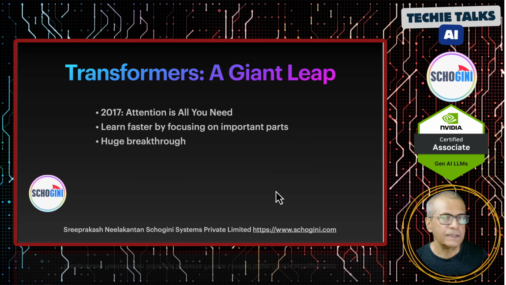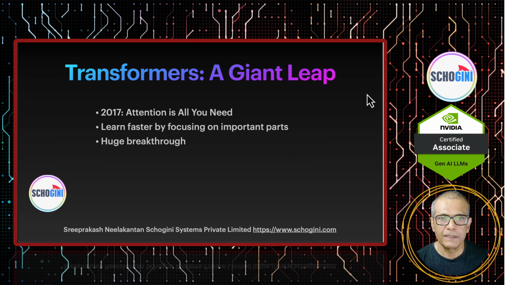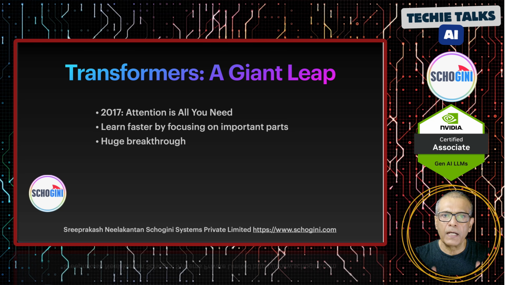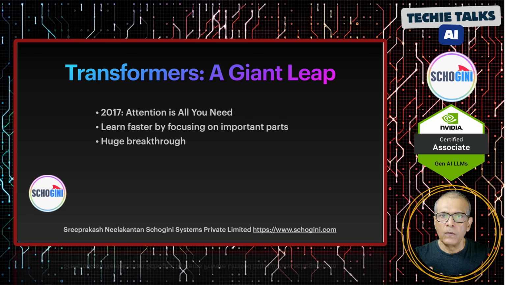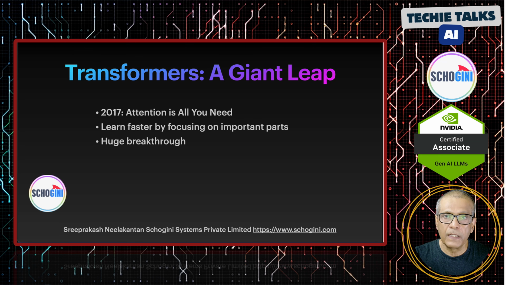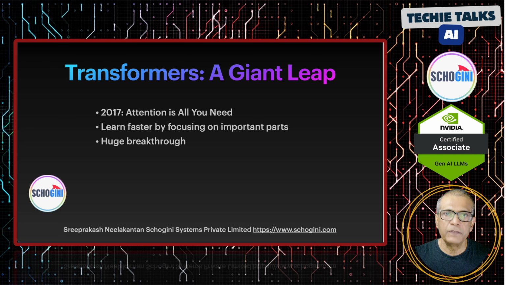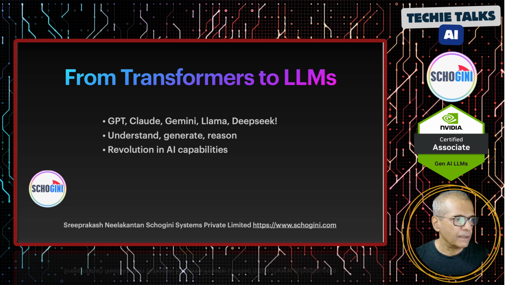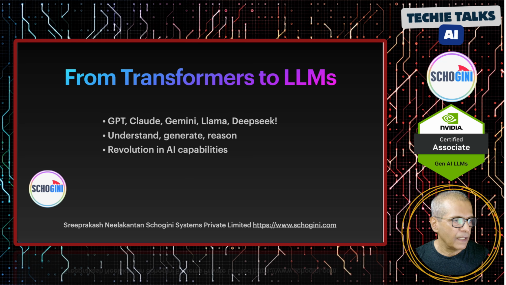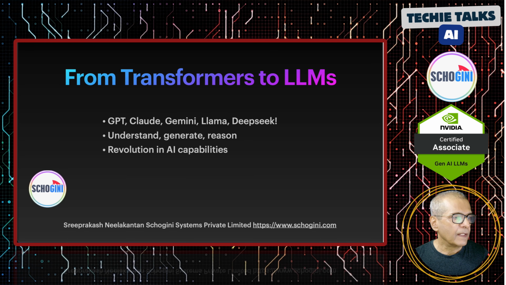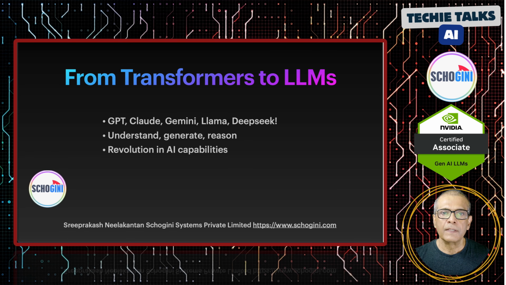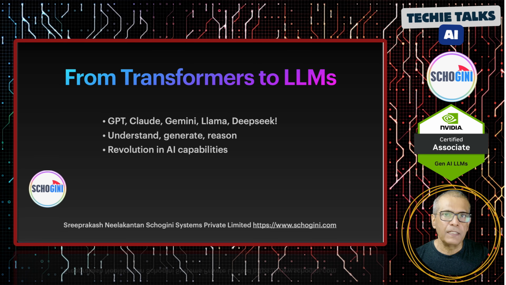Then Transformer, the giant leap. We saw the revolution, ChatGPT revolution. 2017, the paper Attention is All You Need showed that focusing on important parts of the input made the learning much faster and better. No more slow training, and now AI could learn massive amount of data more efficiently. From transformers to LLM, GPT, Claude, Gemini, Llama, DeepSeek, and understand, generate, and reason, and revolution in AI capabilities. Okay, so we are living in the middle of this revolution.